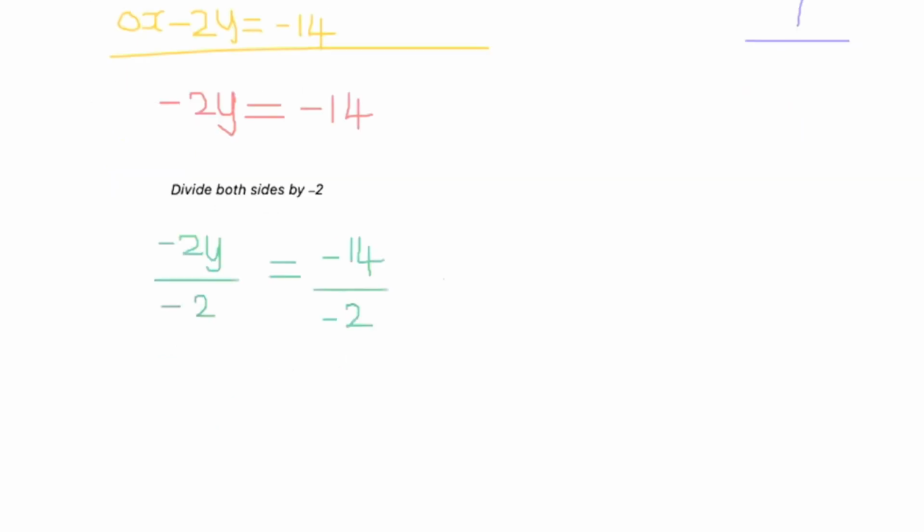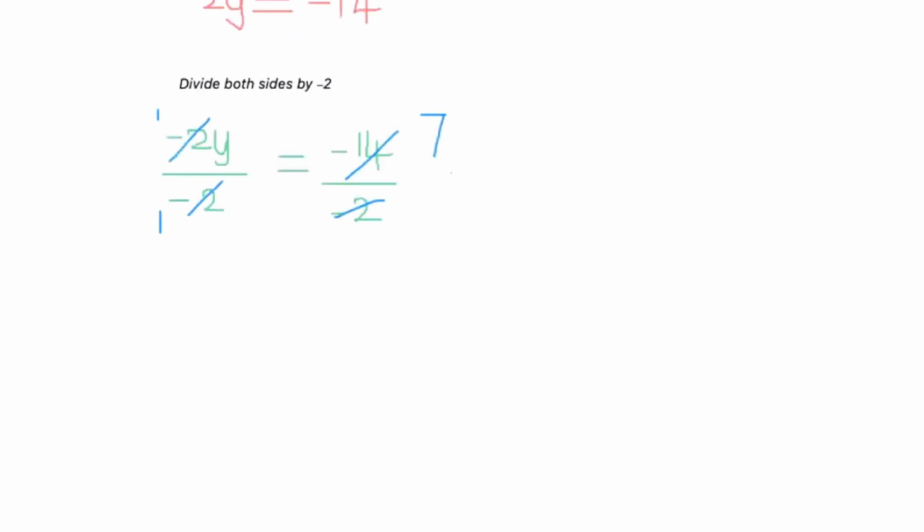So we can easily cancel out each other. We cancel out minus 2 and minus 2, which is 1 and 1, and minus 14 divided by minus 2, which is obviously 2 times 7 is 14. So the answer is y is equal to 7. That is the answer. Yes, so y is equal to 7 is the answer.